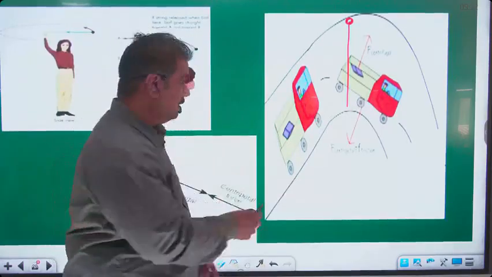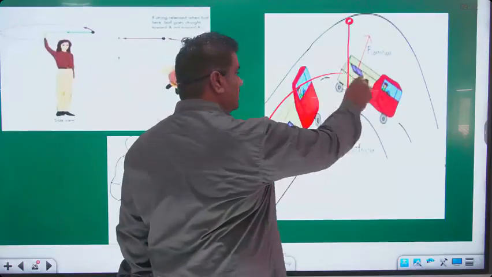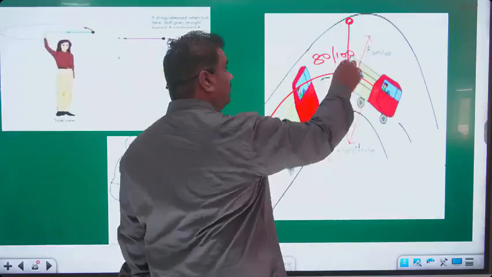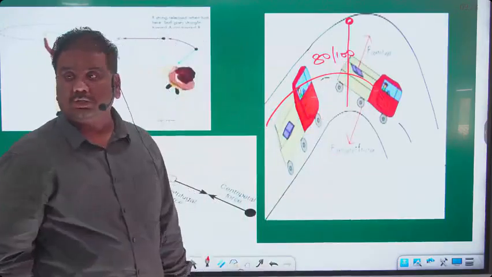The reason for that one: whenever you are taking a turn like this, even at a speed of 80 or 100, the vehicle will not overturn.